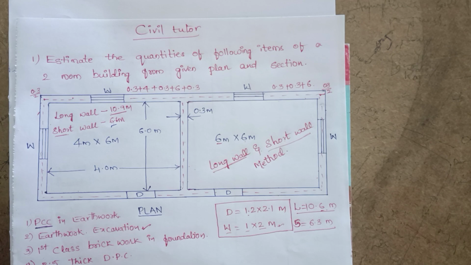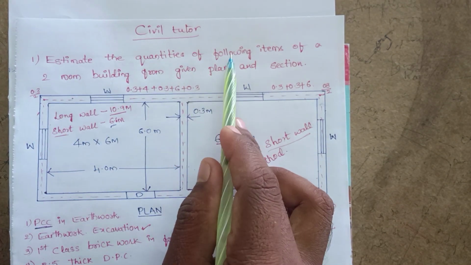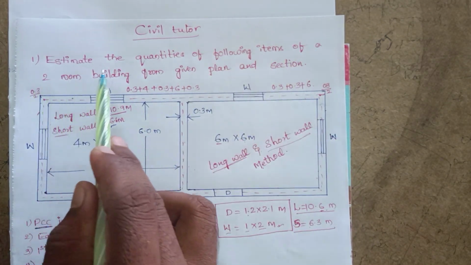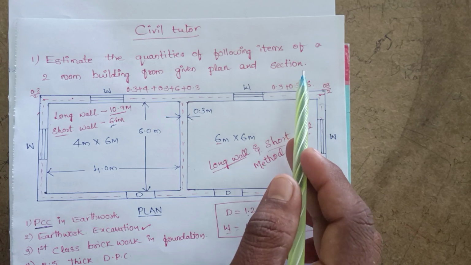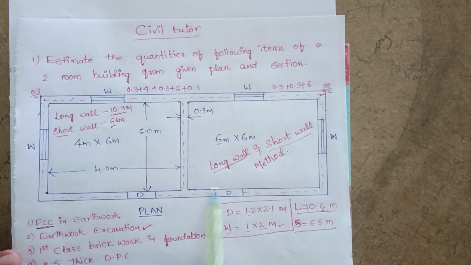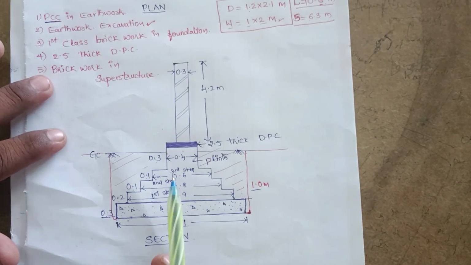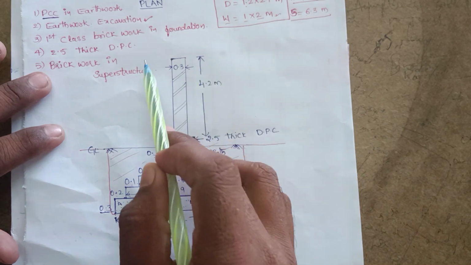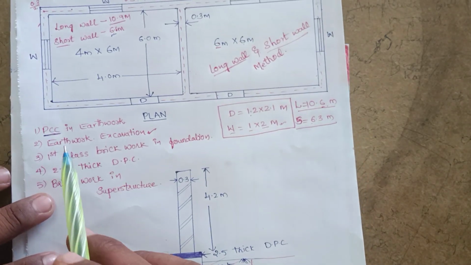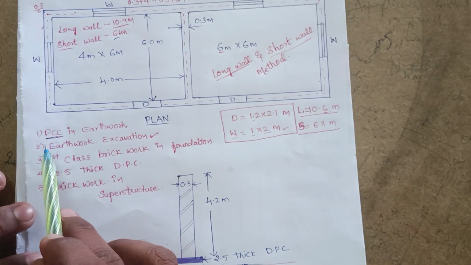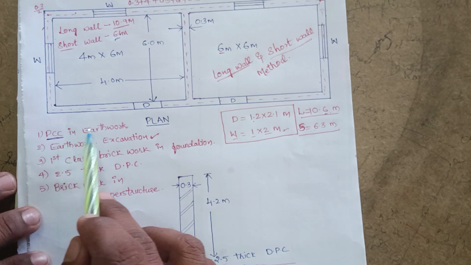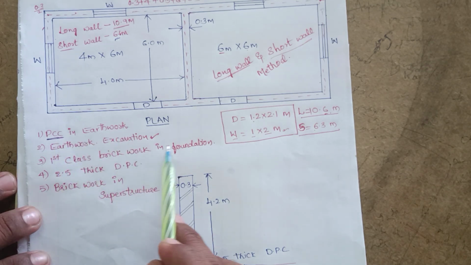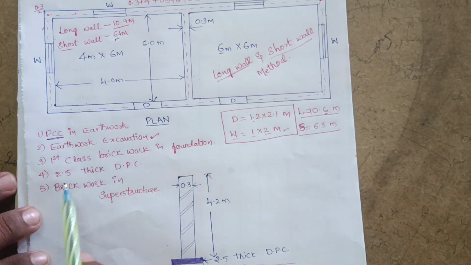In this video, we are going to estimate the quantities of the following items of the two-roomed building from the given plan and section. Here is a detailed plan of the two-roomed building and here is the section. In this, we are going to calculate the quantities of earthwork excavation, PCC in foundation, first class brickwork in foundation, 2.5 thick DPC, and brickwork in superstructure.